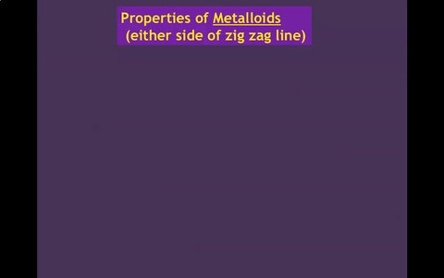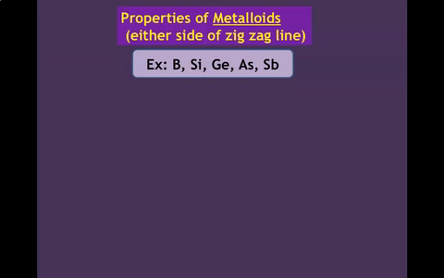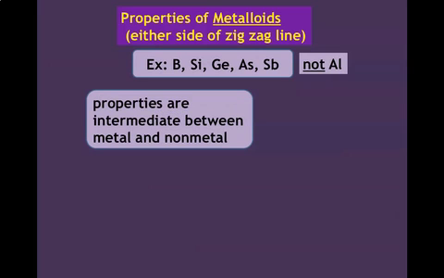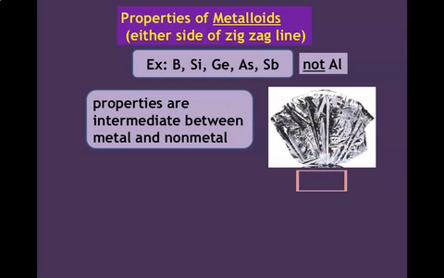Okay, the properties of metalloids, which are on either side of the zigzag lines. So some examples of that are boron, silicon, germanium, arsenic, and antimony. Aluminum is not. Aluminum is a metal. Properties are intermediate between the metals and the nonmetals. They share a little bit of both. Sometimes they're halfway in between.